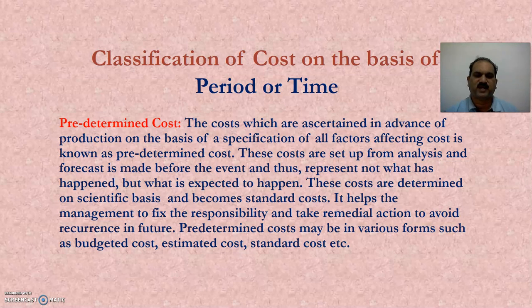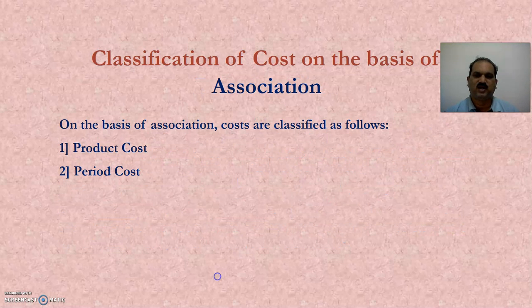It helps the management to fix the responsibility and take remedial action to avoid recurrence in future. Predetermined cost may be in various forms such as budgeted cost, estimated cost, standard cost, etc. Let's see classification on the basis of association.